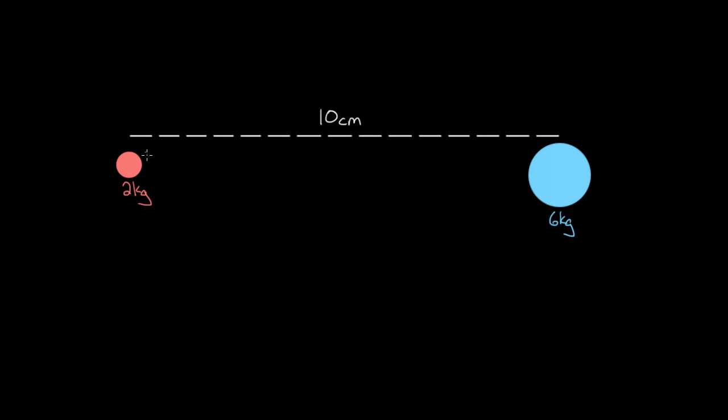So let's say you wanted to know where the center of mass was between this 2 kilogram mass and the 6 kilogram mass. Now, they're separated by 10 centimeters, so it's somewhere in between them, and we know it's going to be closer to the larger mass because the center of mass is always closer to the larger mass, but exactly where is it going to be? We need a formula to figure this out, and the formula for the center of mass looks like this.